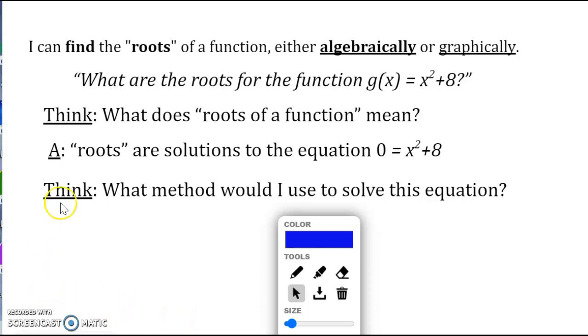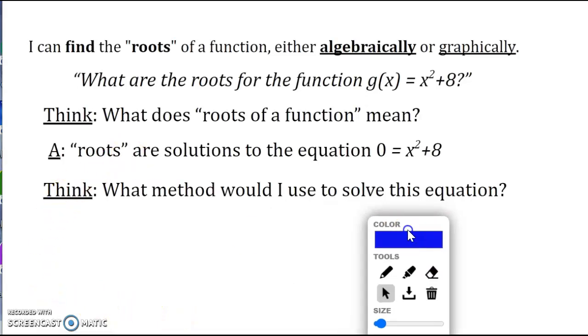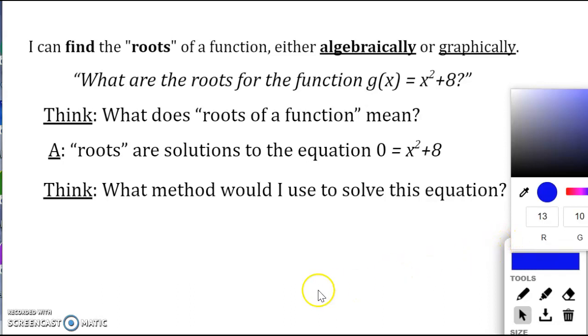Next objective, you should be able to find the roots of a function either algebraically or graphically. So what are the roots of the function g of x equals x squared plus 8? Well, you should be thinking, what does root of a function mean? Roots are solutions to the equation g of x equals x squared plus 8 equals 0, because a root is a value of x that makes the output 0. The output is g of x, so we want g of x to be 0, and we're looking for the x value. Think, what method would I be using to solve this equation? x squared plus 8 is equal to 0.